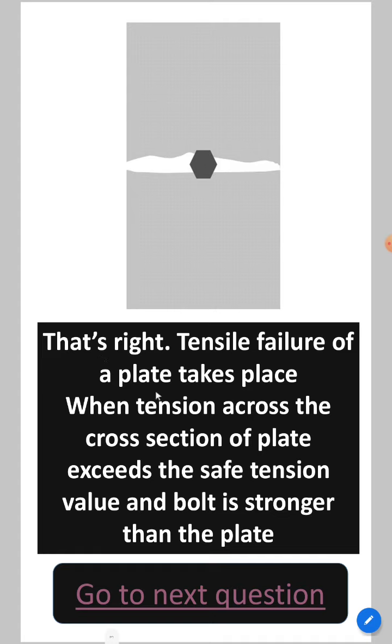Tensile failure of plate takes place when tension across the cross section of the plate exceeds the safe tension value and the bolt is stronger than the plate. That's why nothing happened to the bolt, but the plate has failed. Okay, this is what tensile failure is. Go to the next question. Okay, click this one.